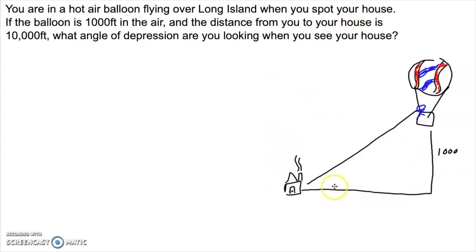Is this the distance from you to your house? No, it's this side of the triangle, right? There's you, there's your house. So this is the 10,000. Of course, this is a right angle because that's how we measure height.